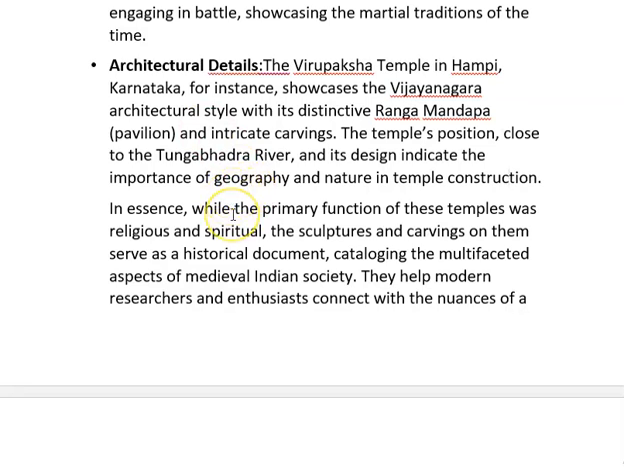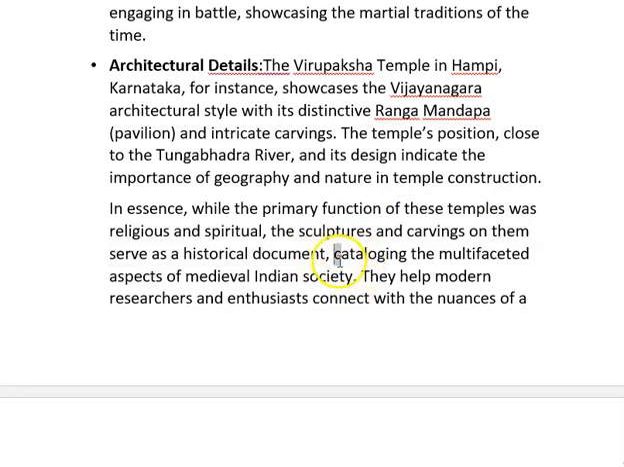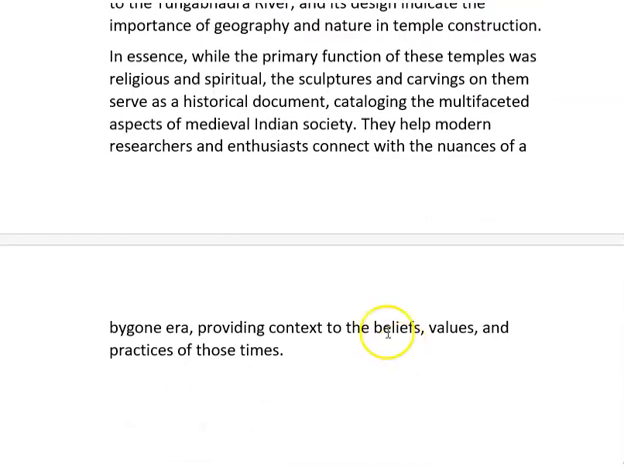So in a sense, how can we conclude? These sculptures and carvings on them serve as a historical document. There will be cataloging, or listing out, of the multifaceted aspects of medieval Indian society. This will help modern researchers and enthusiasts connect with the nuances of the bygone era, and provide information about the beliefs, values, and practices of those times, or the context of these beliefs, values, and practices, why they were being practiced. You can get to know.